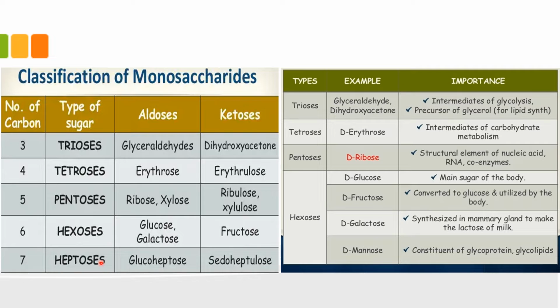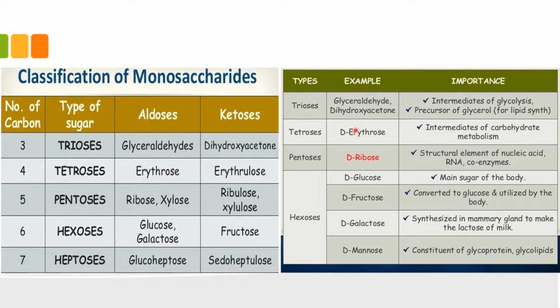A 7 carbon sugar containing an aldo group we call glucoheptose, and if it is a keto we call it sedoheptulose. So these are the basic classification of monosaccharides. We have seen only the monosaccharides starting from 3 carbon to 7 carbon sugars, and along with that we have seen examples of aldose sugars and ketose sugars. Now we are moving to the next topic.